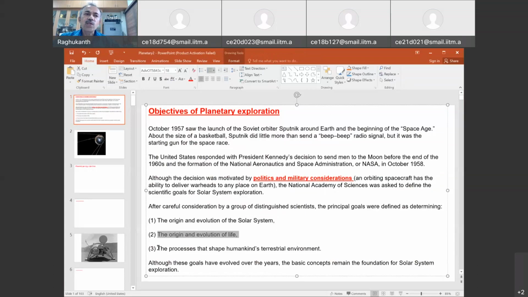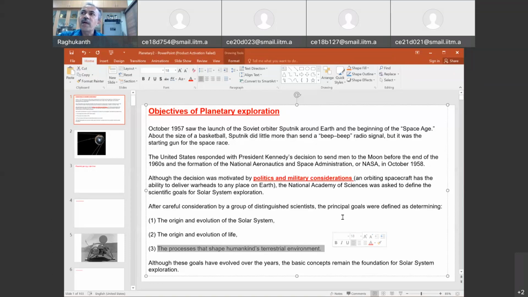Then they also wanted to know the processes that shaped our humankind's terrestrial environment: how Earth formed, how the atmosphere formed, and how humans evolved in Earth and this type of environment. So this was the third objective. Now slowly, in the last years, many objectives have come. What is the most important objective? Why are people doing planetary exploration nowadays?